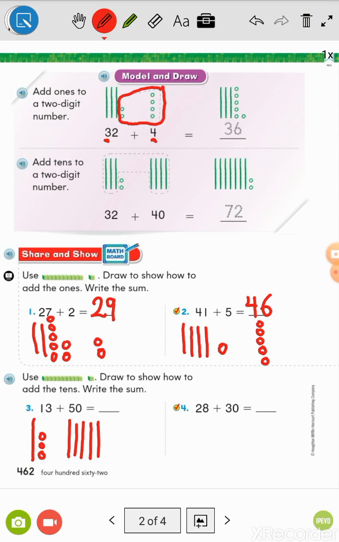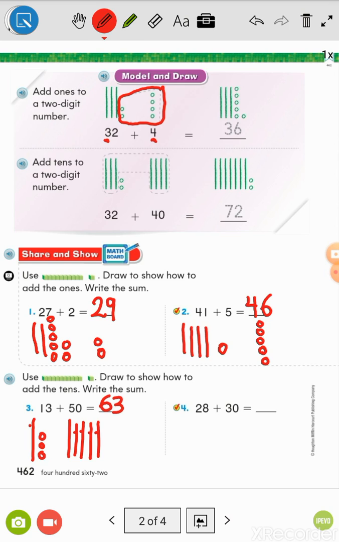Let's write the sum. How are we going to write the sum? How many lines do we have in all? 1, 2, 3, 4, 5, 6. 6 lines. And how many circles do we have? 3 circles. So our answer is 63.